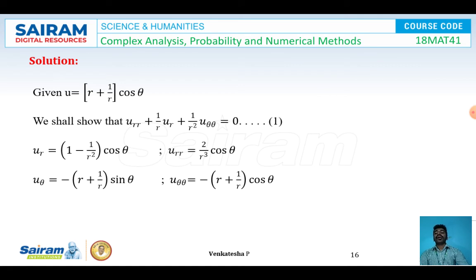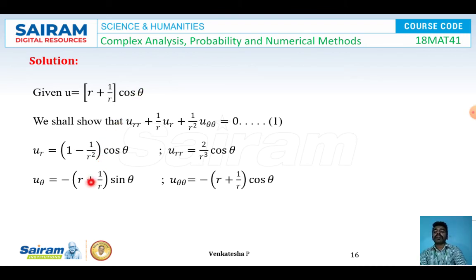So first take the equation u is equal to (r plus 1 by r) cos theta. We shall show that u_rr plus 1 by r u_r plus 1 by r² u_θθ is equal to 0. First I'm going to differentiate u with respect to r partially, treating theta constant. So r will become 1, 1 by r is minus 1 by r², keeping cos theta as it is. u_rr will become, the constant will become 0, minus 1 by r² differentiates to 2 by r³, cos theta. Again finding u_θ, differentiating u with respect to theta partially, keeping r constant.